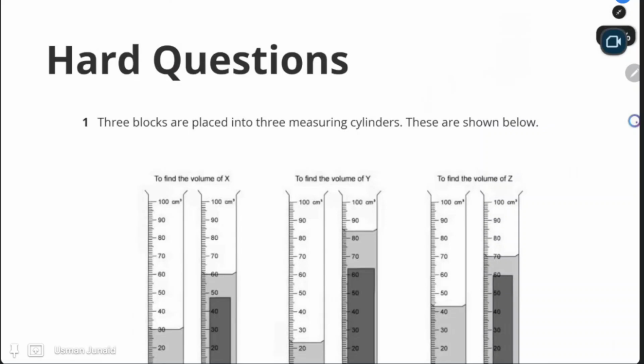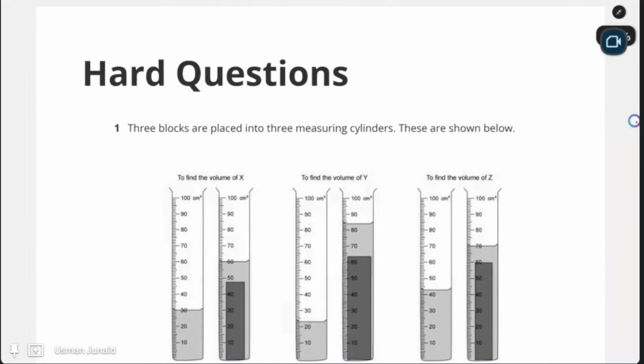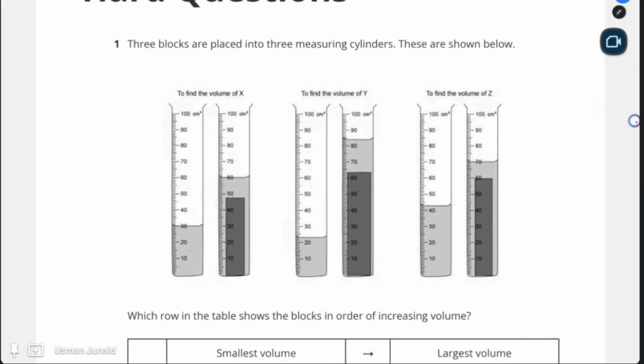Hard questions. Yeah, there's a lot of calculation going on. And there's just more of this when we go forward. So this is just the beginning.